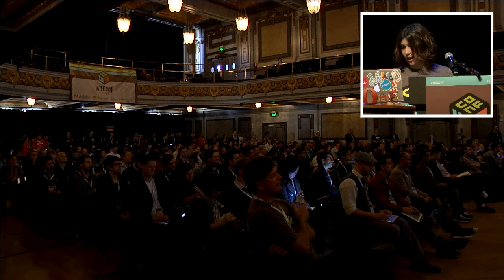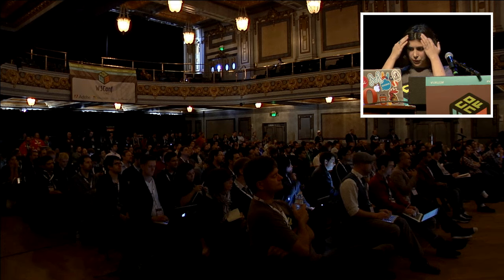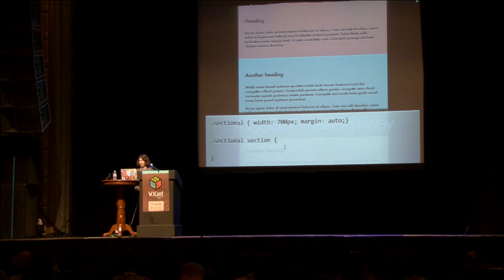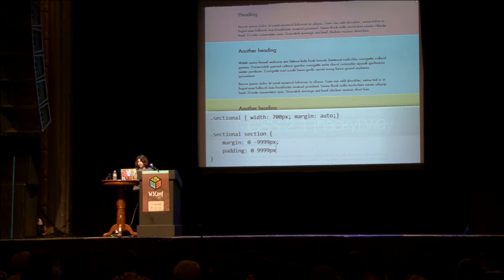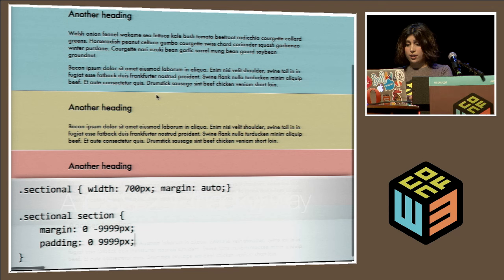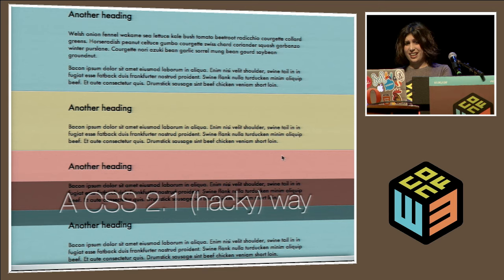There is a hacky way to do it with CSS 2.1. I wouldn't advise you use it because it stinks. It's very hacky, but I'll show it anyway. So you can have a very large negative margin vertically, something that looks like this, and then you cancel it with a very large equal padding. And it works. But it's very hacky. Ew. So let's go to the third one.